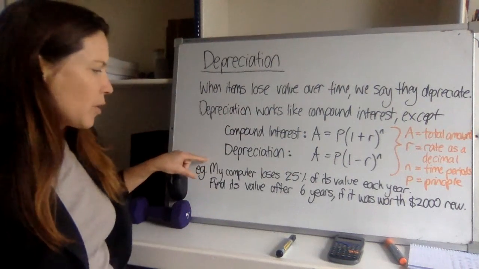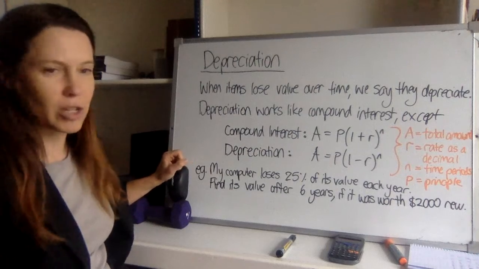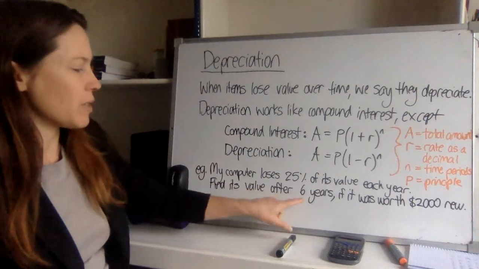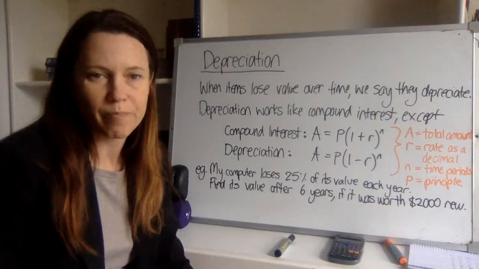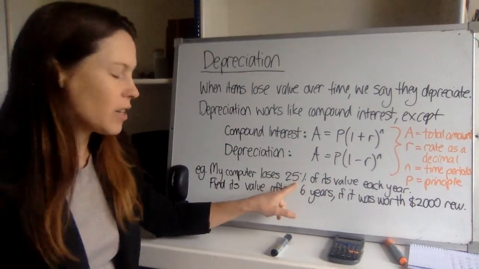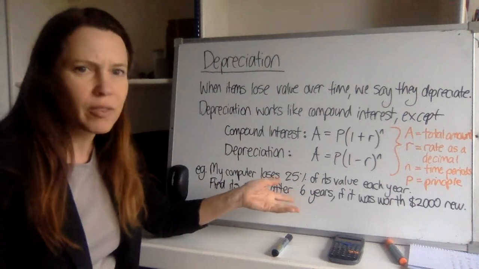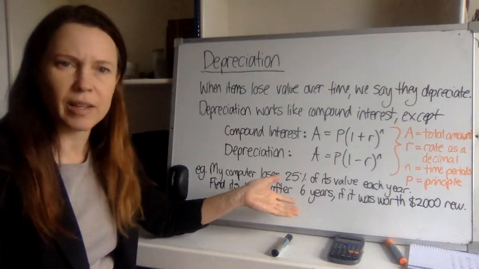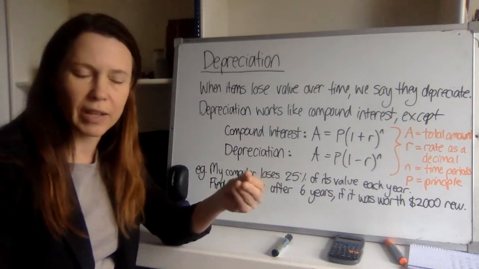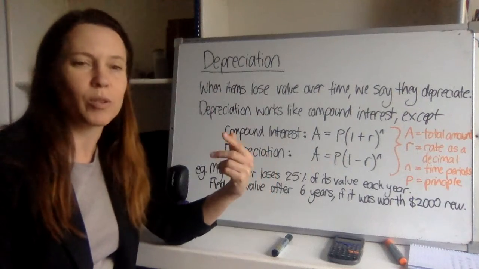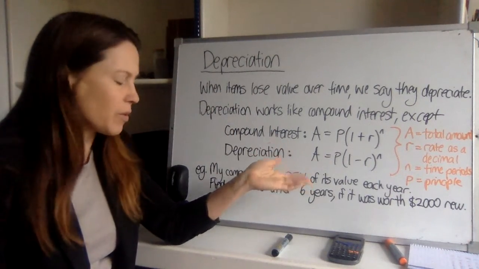So my computer loses 25%, that's a quarter, of its value each year. Find its value after 6 years if it was worth $2,000 when it was new. Now, when you first look at this, you might be thinking, if it's losing a quarter of its value each year, surely after 4 years, it won't be worth anything at all. But in fact, because we are taking off a quarter of its value each year, and then a quarter of that, and a quarter of that, it takes much longer to depreciate using this sort of thinking.